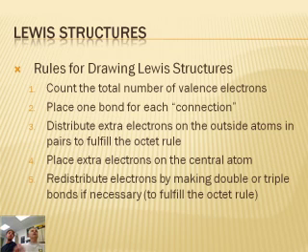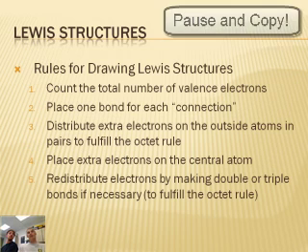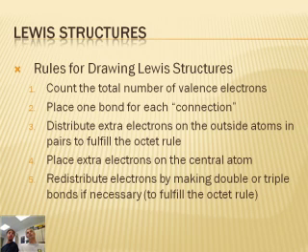All right. So now we're going to learn how to draw Lewis structures. Now to draw Lewis structures, there are 5 rules that you must apply. Pause the video and write these down. Okay, so you've paused and written these down. So you're going to count the number, place 1 bond for each connection, distribute on the outside first, extra electrons on the central, redistribute for double or triple bonds. So you're going to have these rules. We're going to just do these together with several examples.